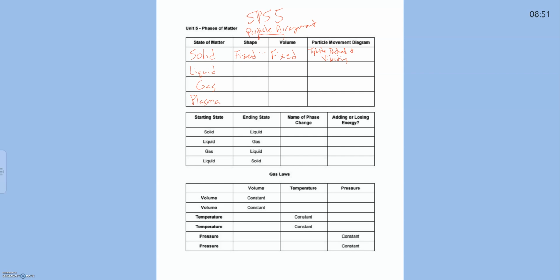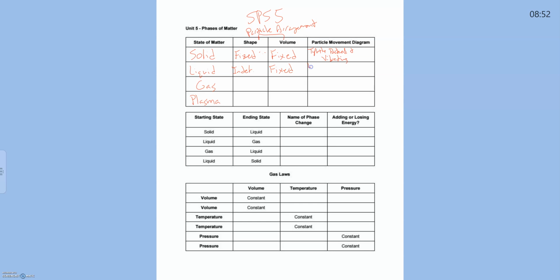Liquids. Liquids have an indefinite shape. Okay, they have an indefinite shape, so they're going to take the shape of whatever container they are put in, but they have a fixed or definite volume. Okay, if I have 20 milliliters of water, I can put it into a 100 milliliter beaker, I could put it into a 20 milliliter graduated cylinder, or I could pour it on the floor. I still have the same amount of liquid, it just takes the shape of whatever container it is.